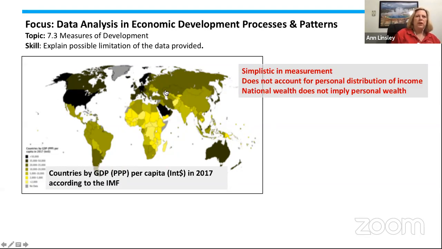Now, we still see a pattern. I give you that. But in this particular type of data, we're looking at GDP per capita, and what this is showing me is that it's too simplistic. It doesn't account for the personal distribution of income of the people, yet it's called per capita. People tend to interpret this to mean that's what everyone in the country makes, but that's not true. This is the national wealth of the country, not the implied personal wealth. That is a problem with the type of data and the way it is presented.